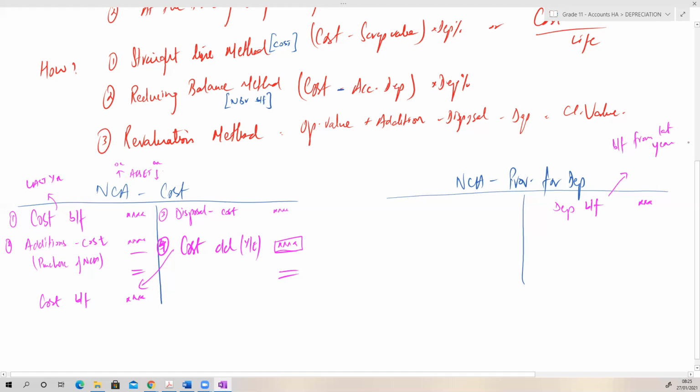ठीक है? इसके बाद charge to income statement. This is your depreciation expense for the year. Is on the credit side, and disposal depreciation on the debit side. Now, what is disposal depreciation?